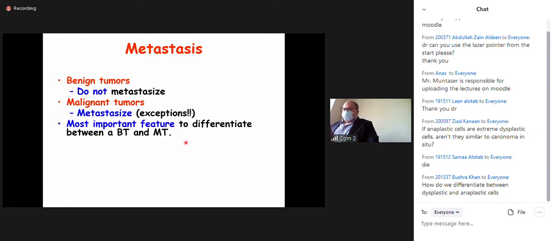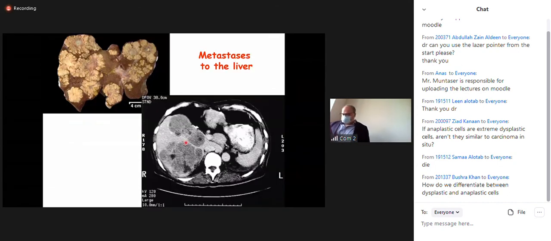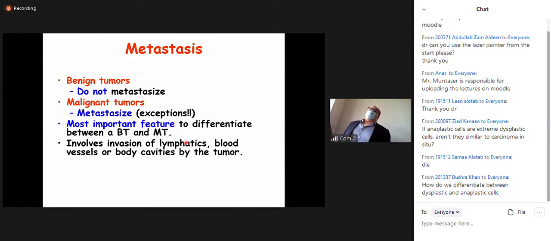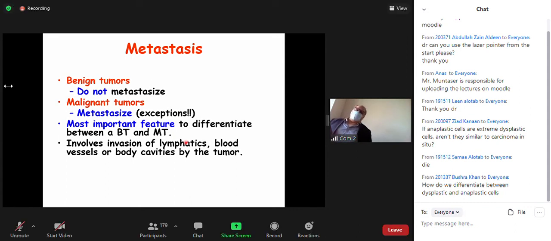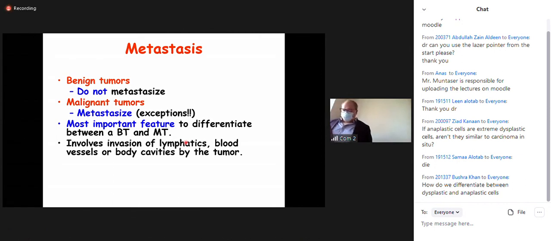All right, so metastasis. Again, benign tumors for the most part do not metastasize. Again, there are exceptions to the rule, but you don't worry about the exceptions because you want to learn the rule first. Malignant tumors, on the other hand, by decree, by accord, they metastasize. Now, that's an important feature. As I mentioned to you, this is the sure sign of invasion. This is the most solid gold standard to differentiate between benign tumors and malignant tumors.